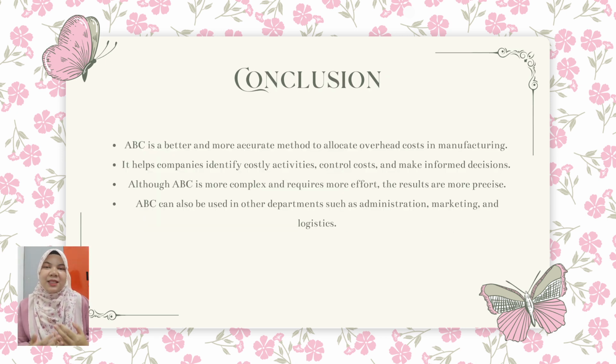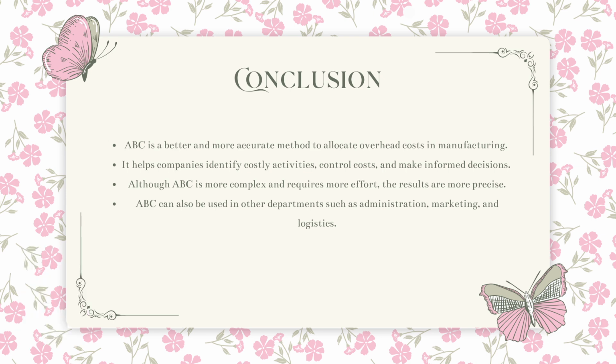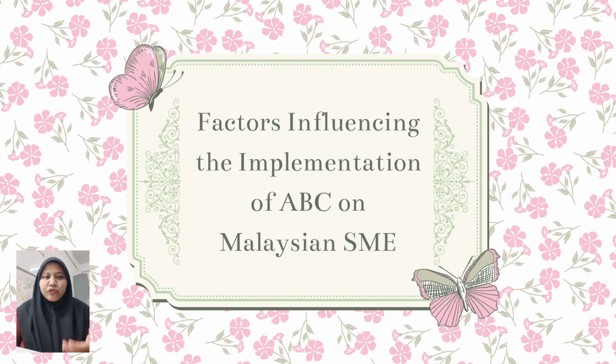In conclusion, ABC is a better method to allocate overhead costs in manufacturing. It helps companies find expensive activities, control their costs, and make smarter decisions. Although ABC is more complex and needs more effort, it gives more accurate results. Also, ABC is not only useful in manufacturing, but it can also be used in departments like administration, marketing, and logistics.